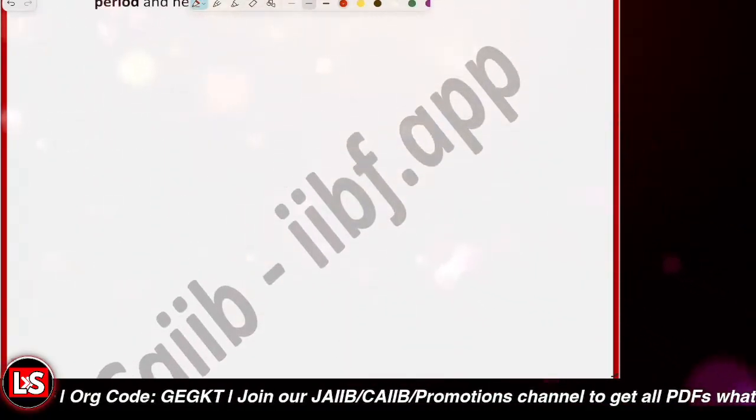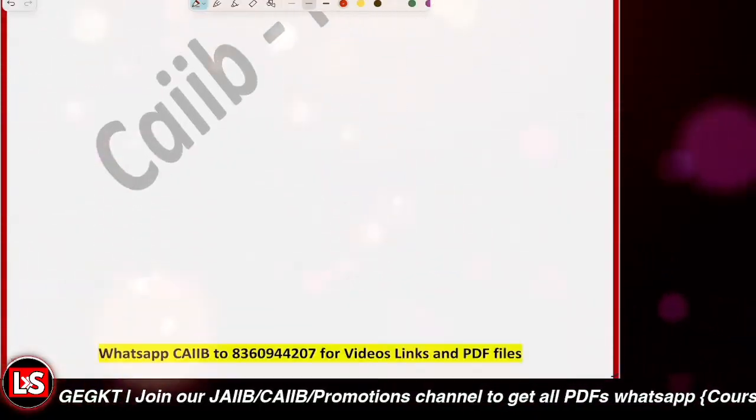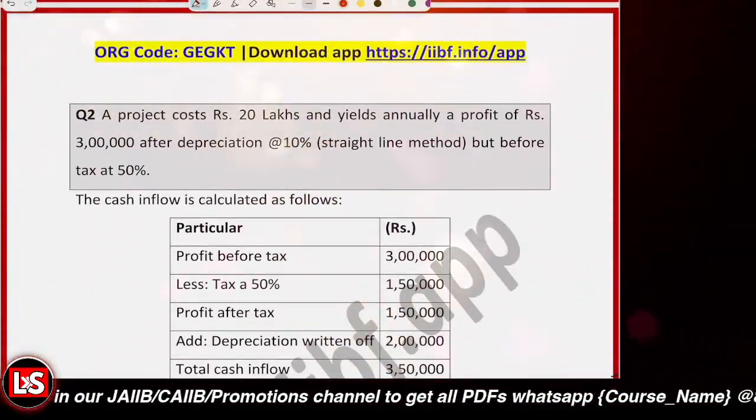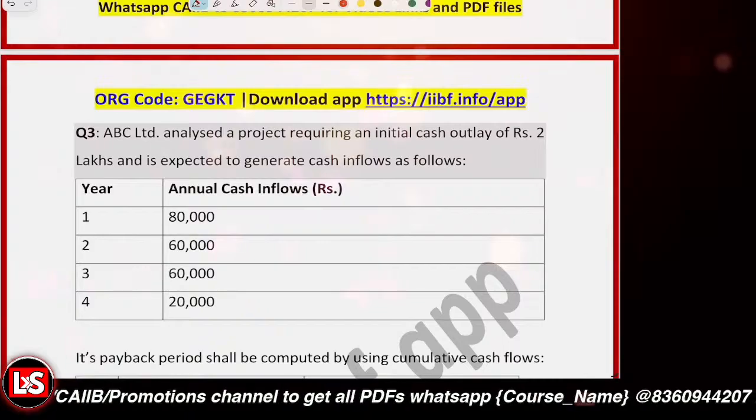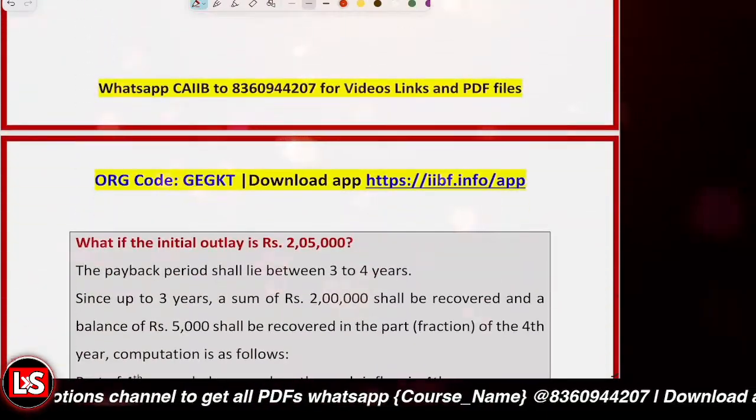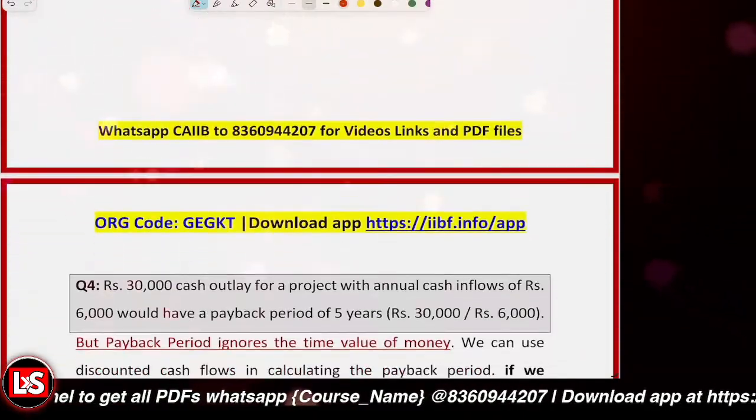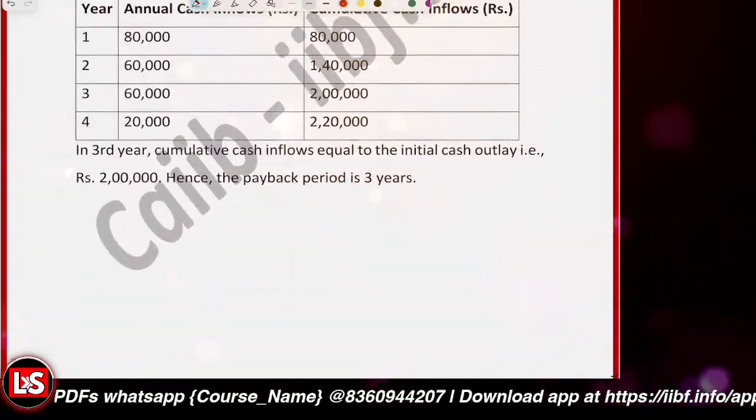Right? The second method is the discounted payback period. Here was an example also. We'll be covering that particular part also. Let's have a look at this example first of all.